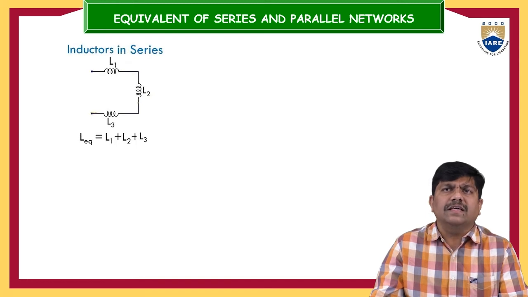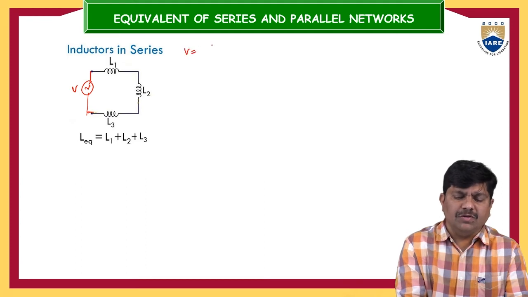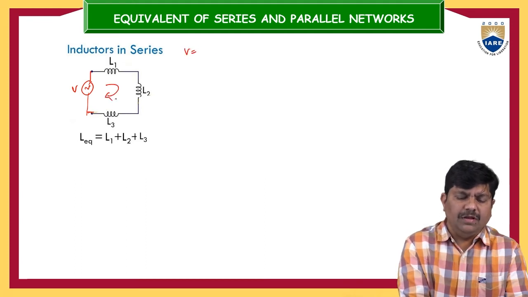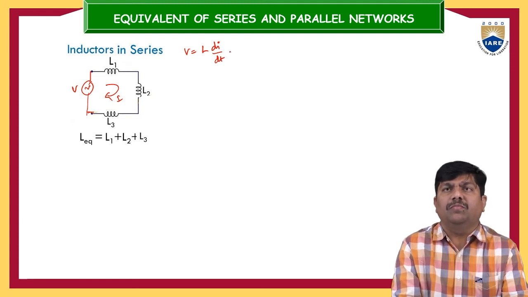Now this is inductors connected in series. If some voltage source is applied, then the equivalent inductance is L1 plus L2 plus L3. So I am going to define some voltage source. Let us assume this is V, and the current is the same, I. Now the formula is L into di by dt.